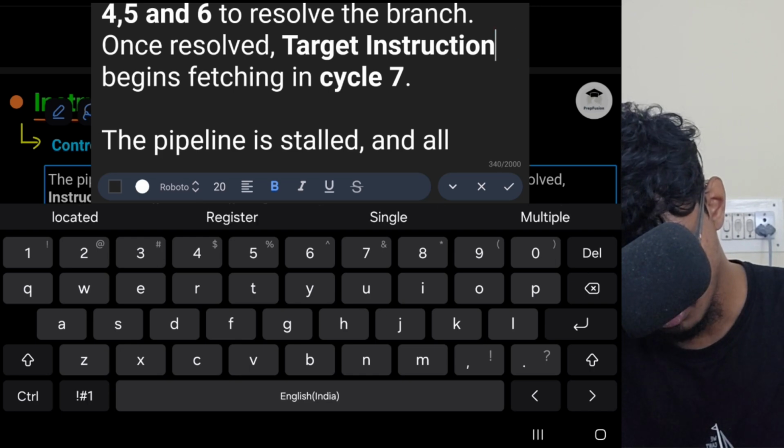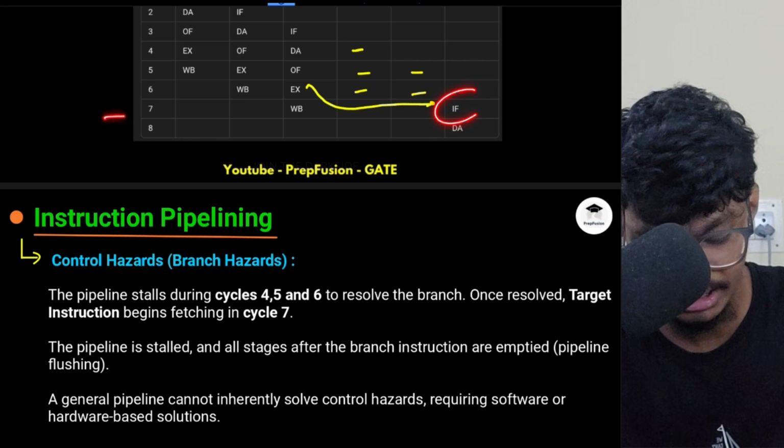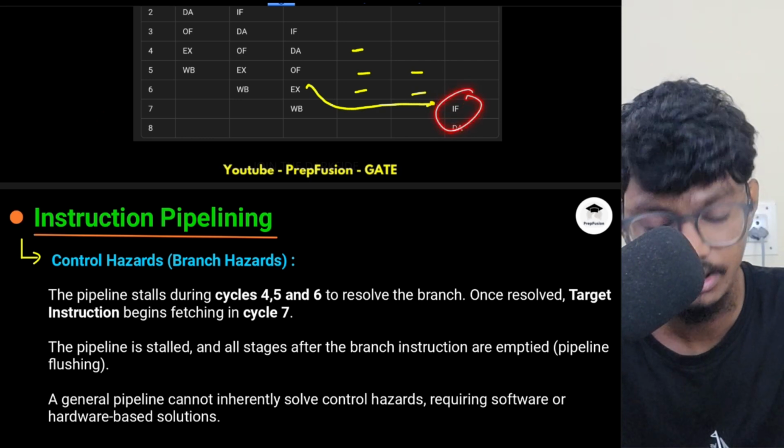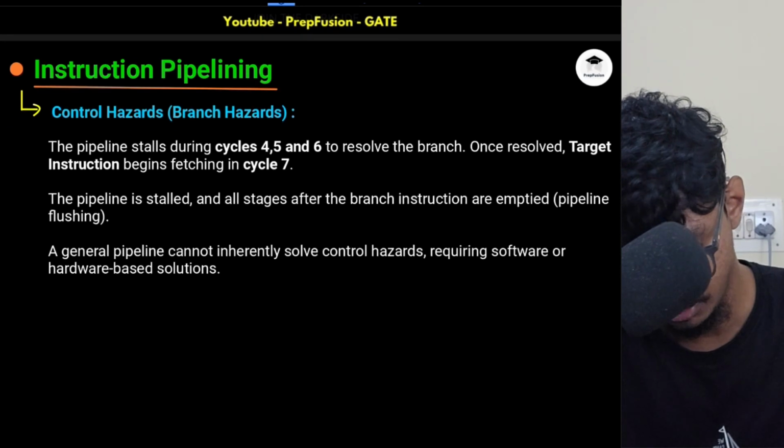It can be 4 or 6 depending on the result of the branch. It begins fetching in cycle 7. So we fetch the target instruction in cycle 7 after these many stall cycles, right? We have to give this many stall cycles. So that is what it is telling.